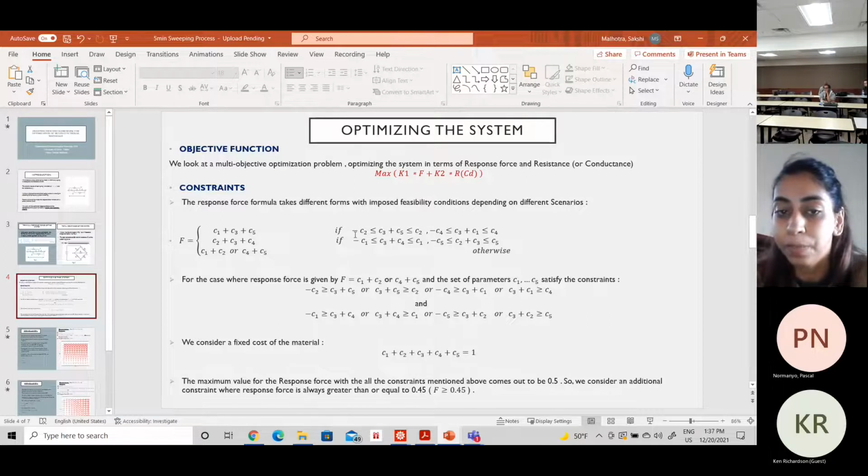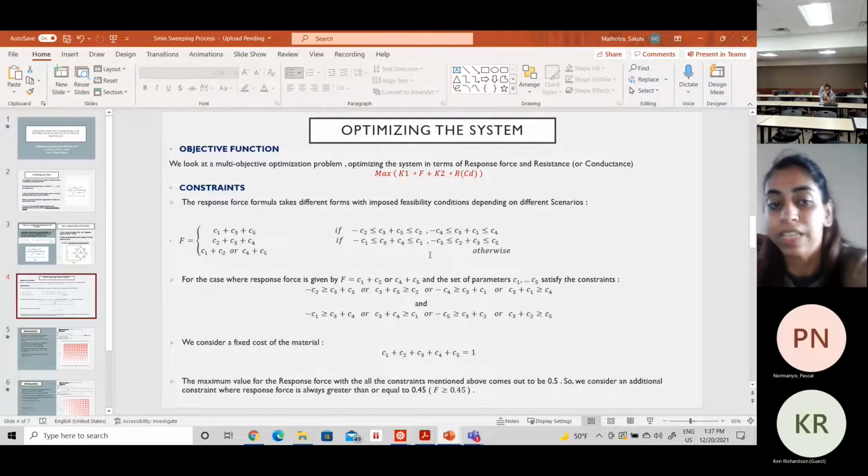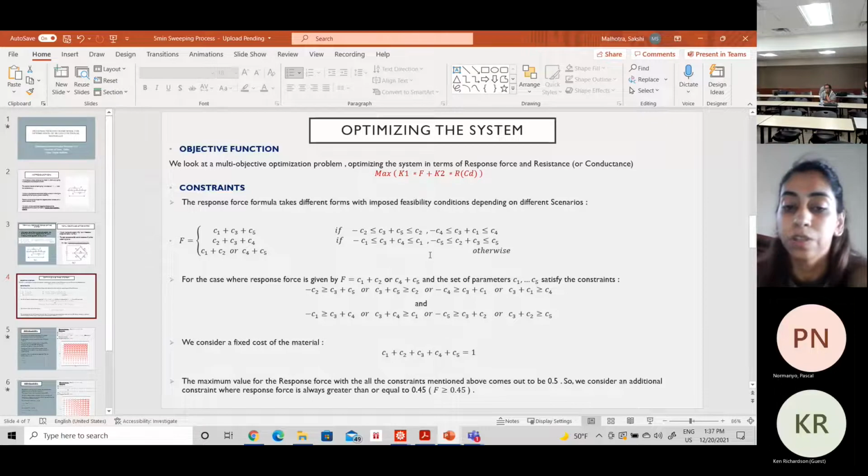So for example, we had negative C2 less than or equal to C3 plus C5 less than or equal to C2. For this one, we have negative C2 greater than or equal to C3 plus C5, or C3 plus C5 greater than or equal to C2. So basically, whatever is not being satisfied here is all the conditions that we take for case 3 for the response force.